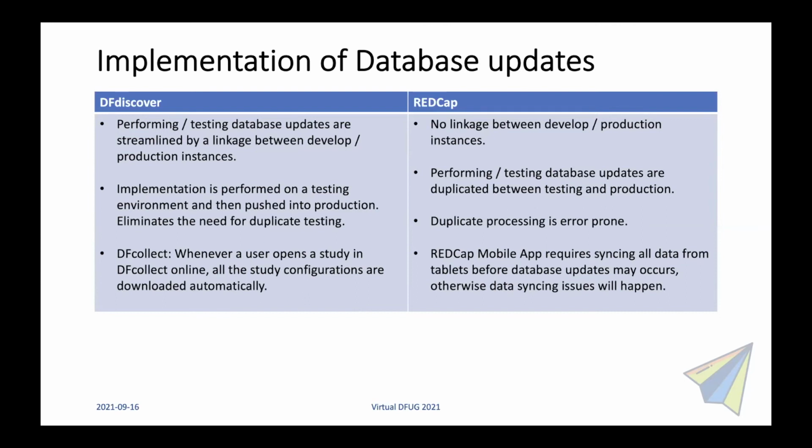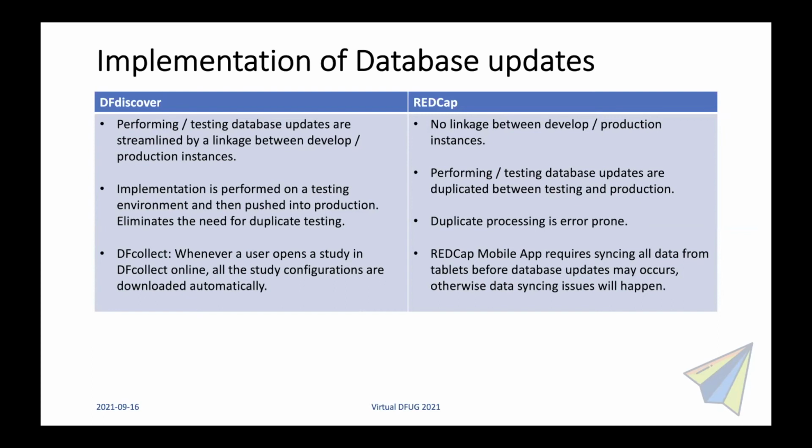When it comes to REDCap, there is unfortunately no linkage between the development and a production instance. And what we often needed to do was perform the updates in duplicate. So first, we perform the updates in our testing environment. We test them there, we make sure that they work. And once we find that they work, we then redo all those updates in our production environment. And we hope that we do not miss any changes and that we did it in the same way. Unfortunately, this type of duplicate work is really error prone, and we have made some errors.